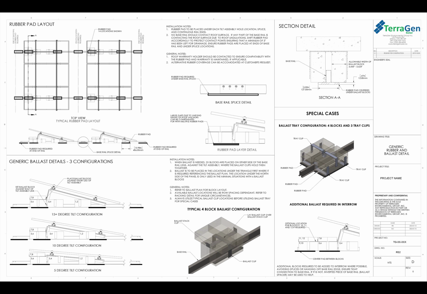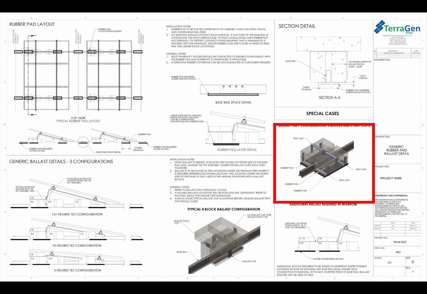In addition to having the rubber pads stuck to the base rail to keep it from touching the roof surface, in the special case that a 4-block ballast tray configuration is being used on your project, since these blocks are being laid down horizontally against the base rail, there's a lot less ballast block touching the base rail, and this can cause the ballast to tilt off of the base rail and touch the roof surface.